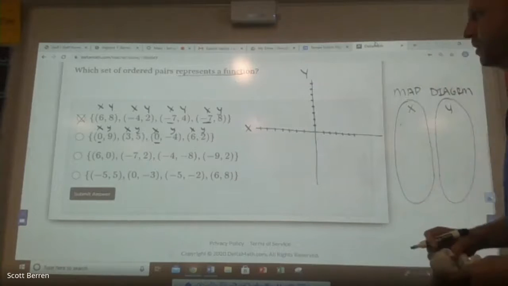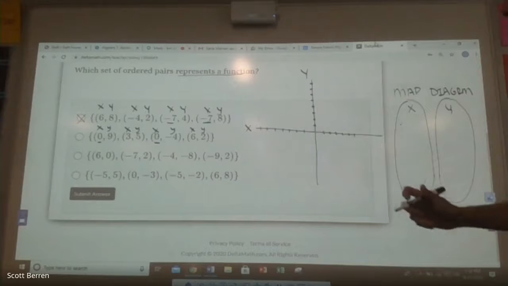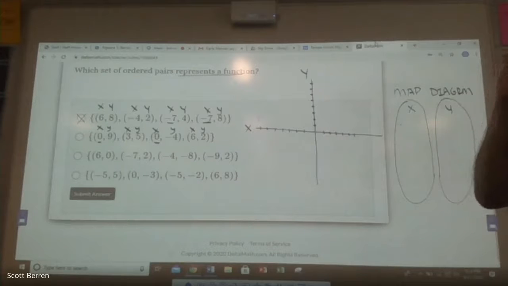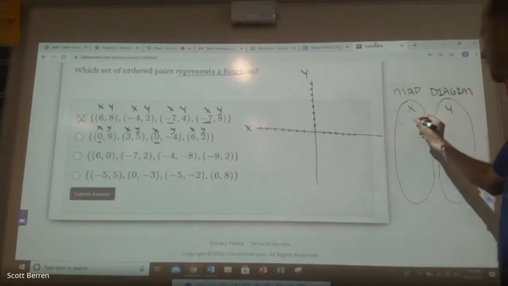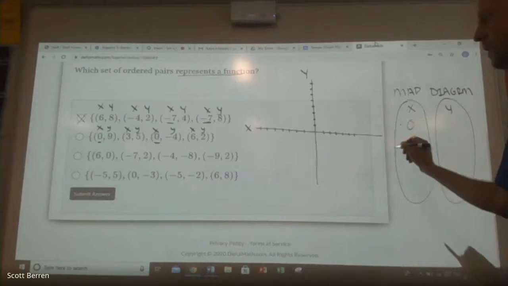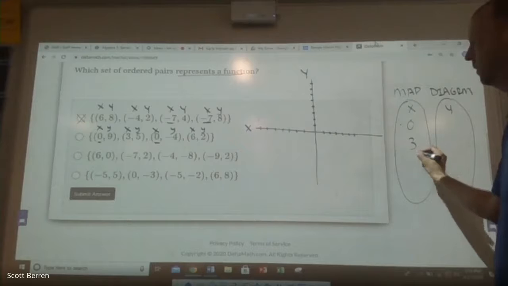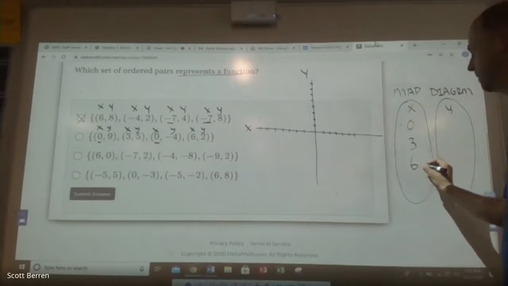All right, so let's go ahead and do the map diagram first. What's my smallest x value? We've got 0, 3, 0, 3, 0, 6. So 0 is my smallest. The next smallest is 3. The next smallest is 6.